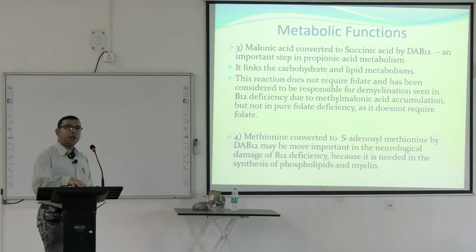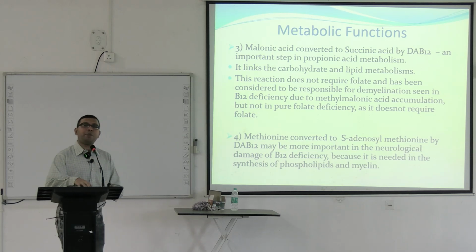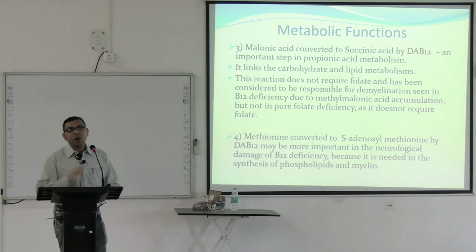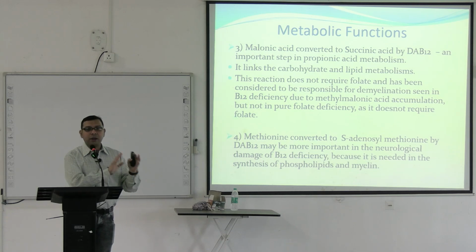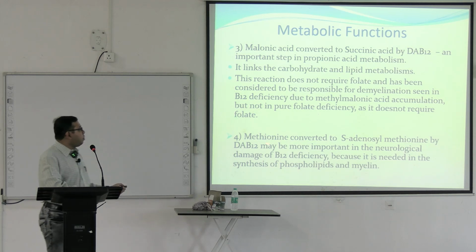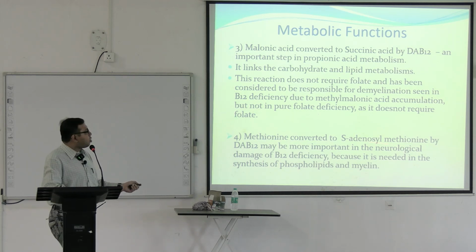So in vitamin B12 deficiency, apart from the problems in the hematopoietic system, there is a problem with the nervous system also. Neurological deterioration happens. That will not happen in folic acid deficiency alone. This happens due to these chemical reactions. Methionine is converted to S-adenosylmethionine by DAB12, which may be more important in the neurological damage of vitamin B12 deficiency because it is needed in the synthesis of phospholipids and myelin.